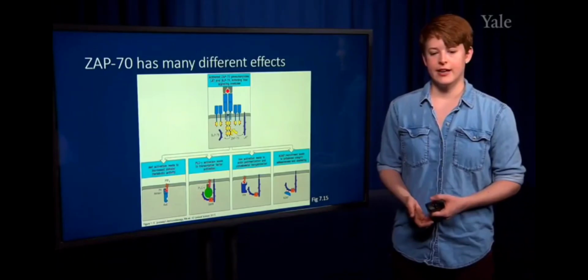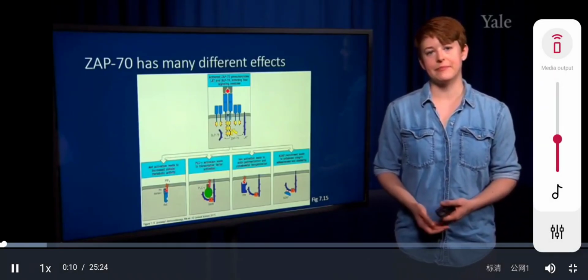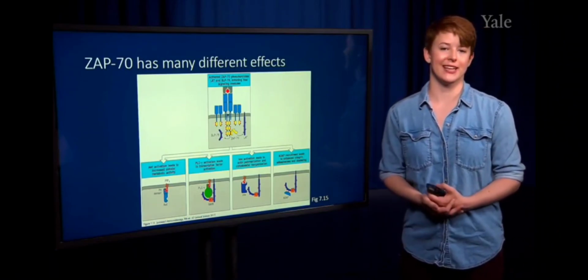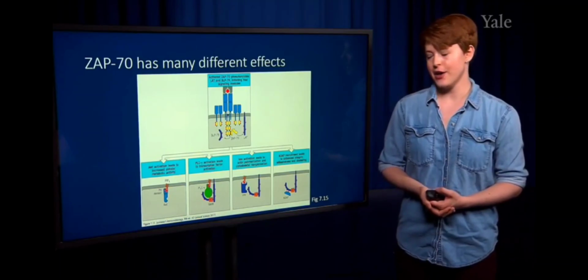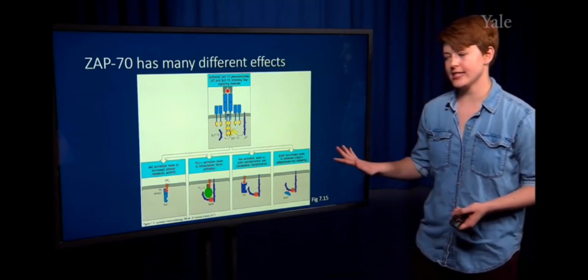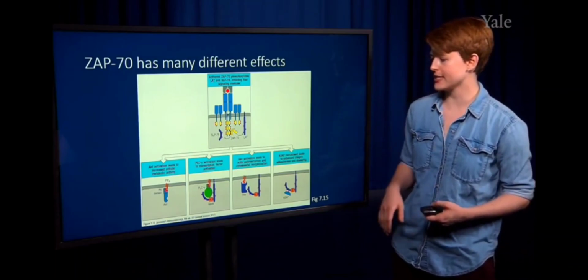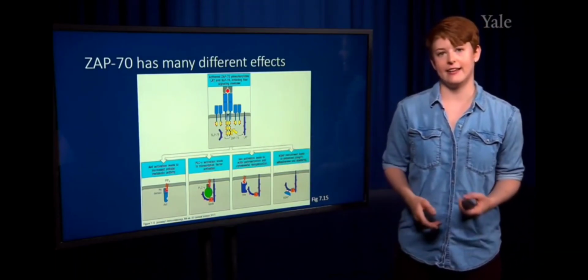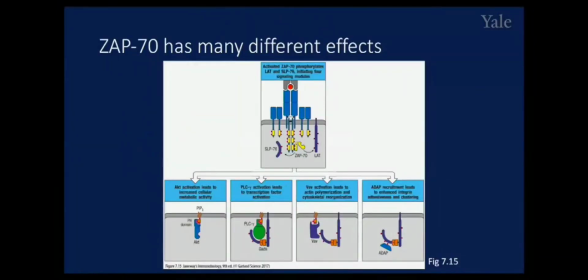So we talked about ZAP70, and once it is activated, ZAP70 can have several different effects, which we'll talk about in a bit more detail. But this is a good overview of those effects. So we see here that ZAP70 can then have kinase activity and phosphorylate other downstream proteins. Some examples are activation of proteins called AKT, which leads to increased cellular metabolic activity. It can also activate PLC gamma, which we'll talk about, and this leads to the activation of different transcription factors.